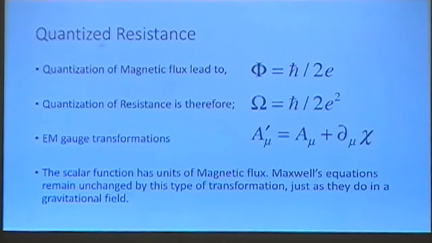So rather than model the vacuum as electron-positron pairs, I model it as randomized magnetic flux, randomized photons in the electromagnetic field. And just as an example, if you look at a gauge transformation of the electromagnetic field, you're adding to it the gradient of a scalar function. Well, the units of the scalar function are magnetic flux.